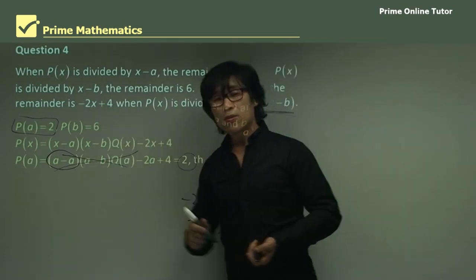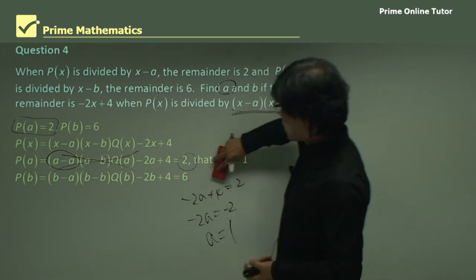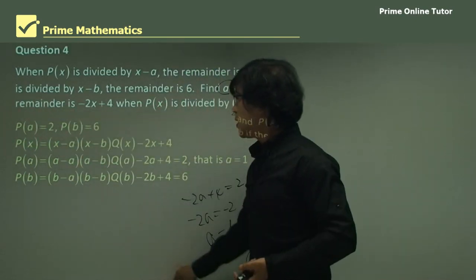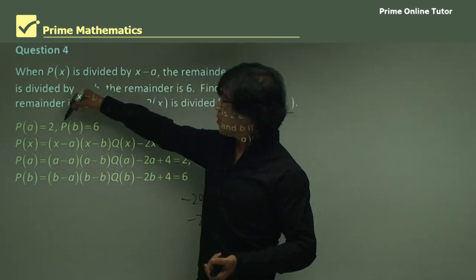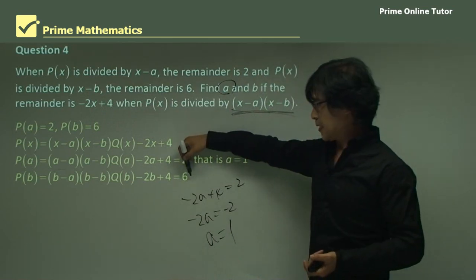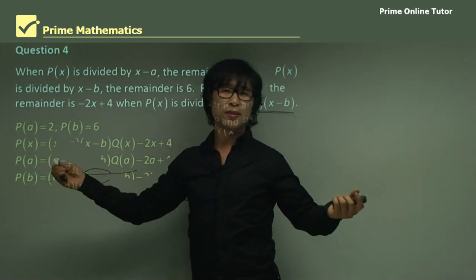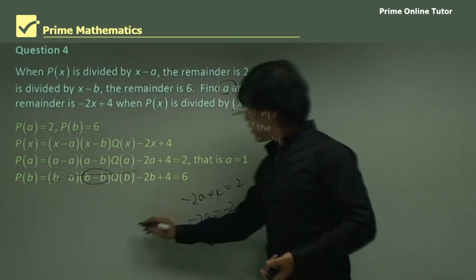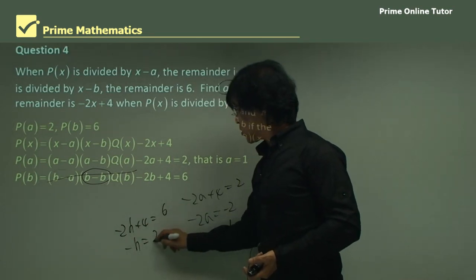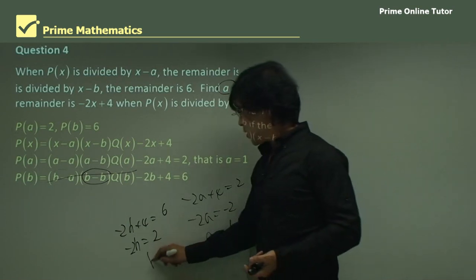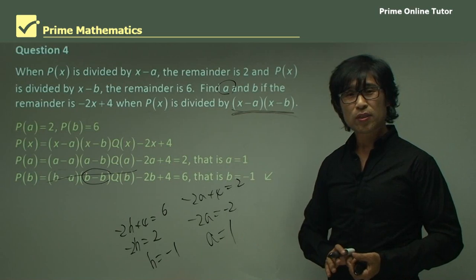Now we can use the second condition of the question. Substitute b, so b everywhere like this. So P(b) equals 6. Again, b minus b equals 0, so the whole bracket disappears. Now over here, minus 2b plus 4 equals 6. Minus 2b equals 2, so b equals negative 1. So that's the end of the question.